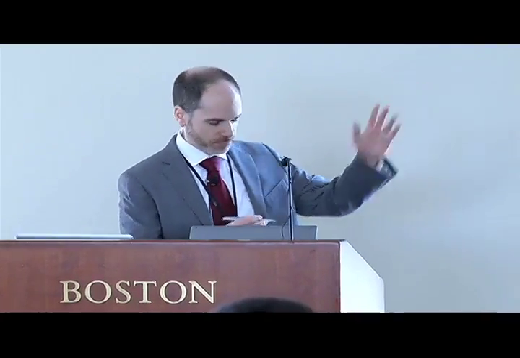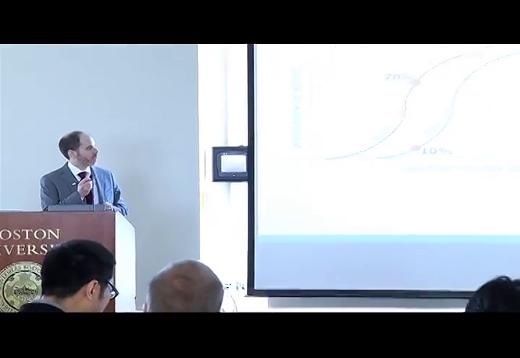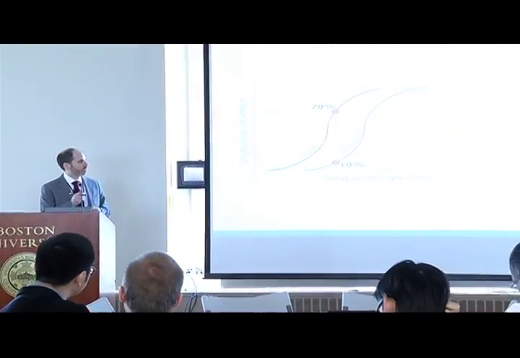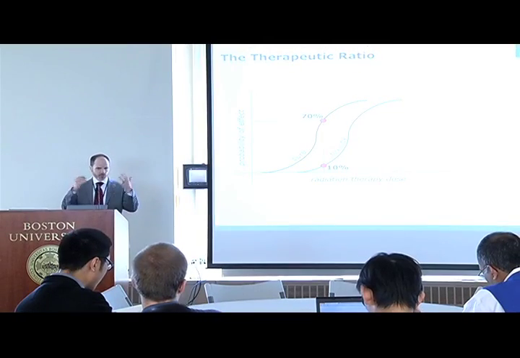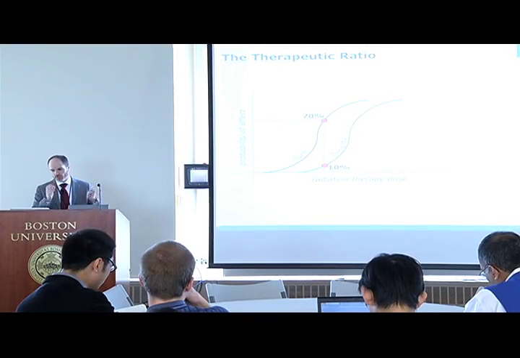So for any point on this graph, there's a probability of a cure, and there's a probability of causing toxicity. For this example, which I made up here, there's a 70% chance of cure, but at the same time, there's a 10% chance of toxicity. So most people would say, well, maybe that's pretty good. That's a reasonable chance.